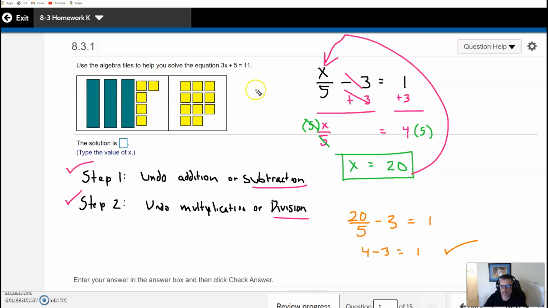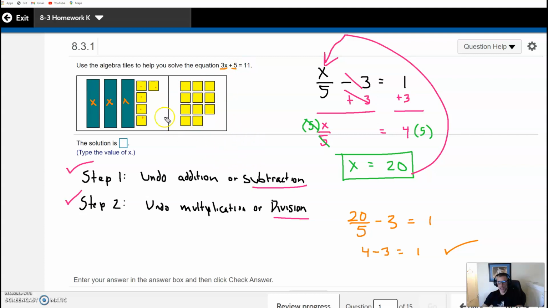The basic idea is, all right, each of these little squares here represents 1, and each of the big green blocks represents an x. So you can see that, hey, if this is an x, this is an x, and this is an x, well, there's my 3 x's. And then I have 1, 2, 3, 4, 5. There's my 5. Well, all of this stuff is equal to an 11. And I have 11 over here.